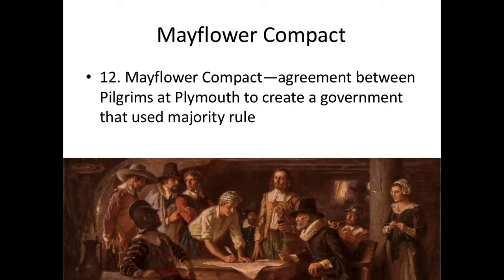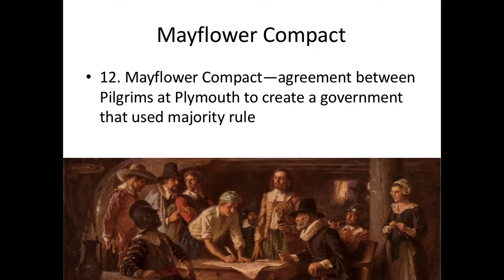What they decide to do is that whenever there's an issue that comes up in the Plymouth colony, they're going to vote on that issue, and whichever side has the majority will have their part of the issue go into effect. So if there was ever a disagreement, they would vote on it, and if you had fewer people that agreed with you, then you wouldn't really get what you wanted, but the majority would.